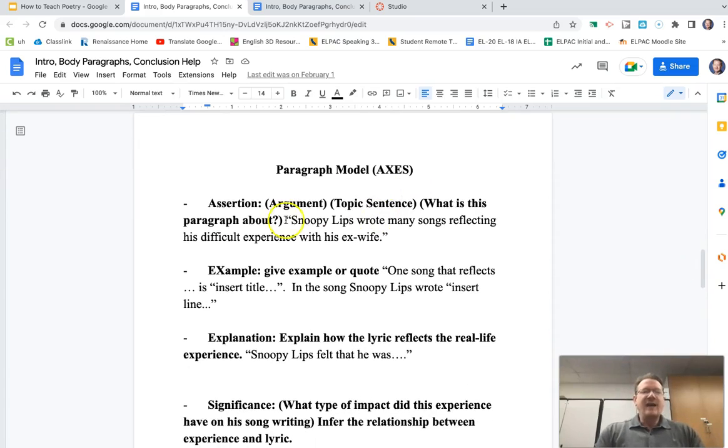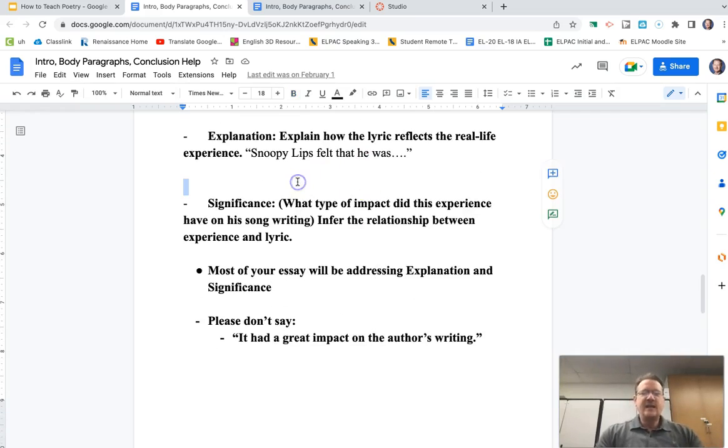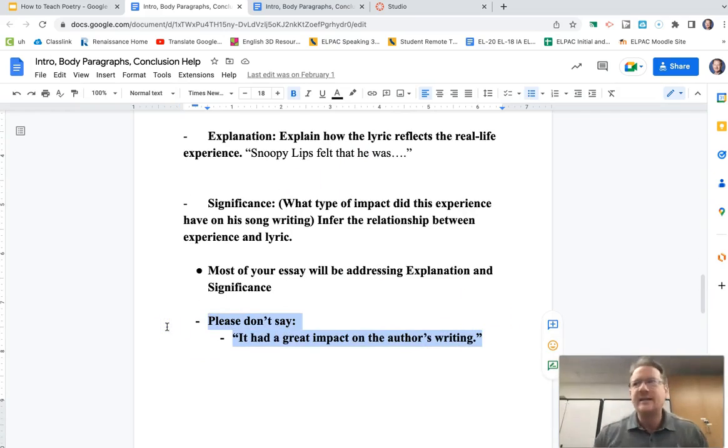Then I talk about the axis paragraph. I give a lame example just to know that my students aren't copying, because it's such a lame example. You can read it if you'd like, but it follows step by step. And then I give things on what not to say. Don't say, the person's experience had a great impact on the author's writing. Like, duh, that's what the essay is about. So don't say that in your significance.